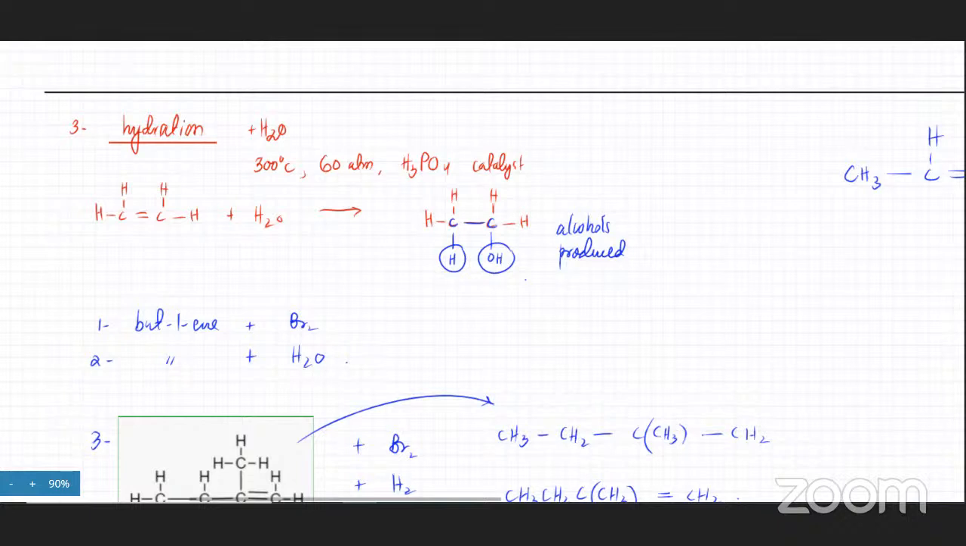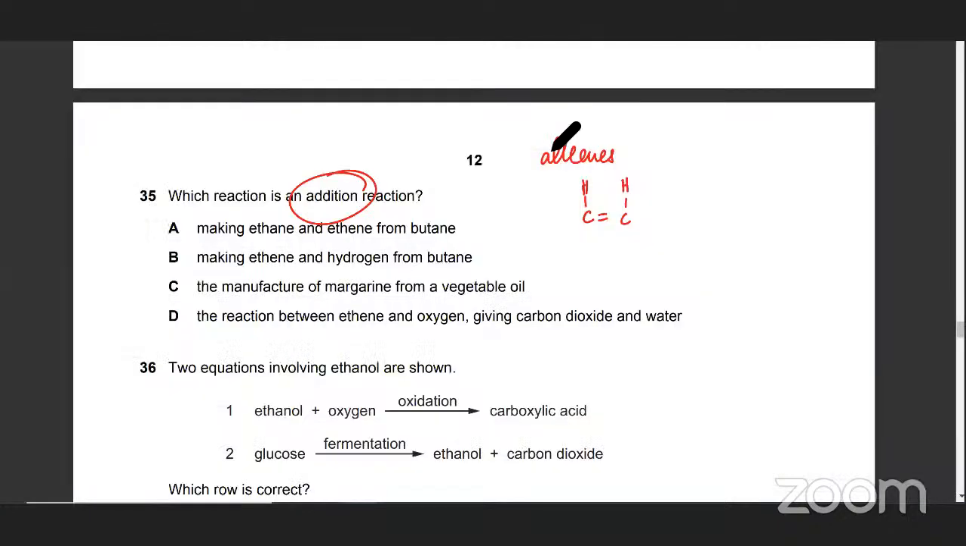अच्छा, अब कहाँ पे पेपर? तो addition reaction is for alkene. So making ethene and hydrogen from butane, that's not an addition reaction. Manufacture of margarine from vegetable oil, C is correct. That's an example of an addition reaction. ठीक है, ये clear है सारों को? Yes, sir. Yes, sir.